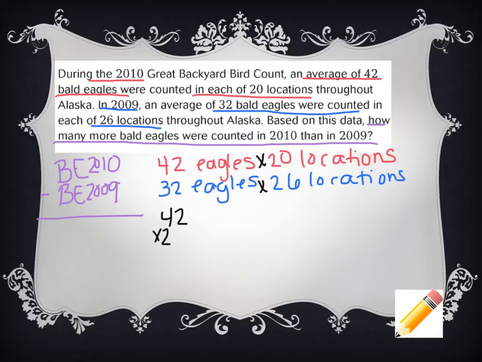42 times 20. I can use the strategy of multiplying by 10 to multiply 2 times 42. 2 times 2 is 4, and 2 times 4 is 8, and then add that last 0 in my answer to get 840.